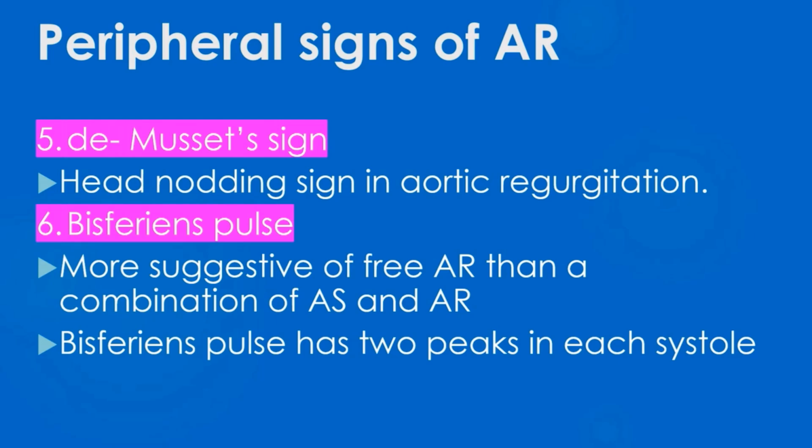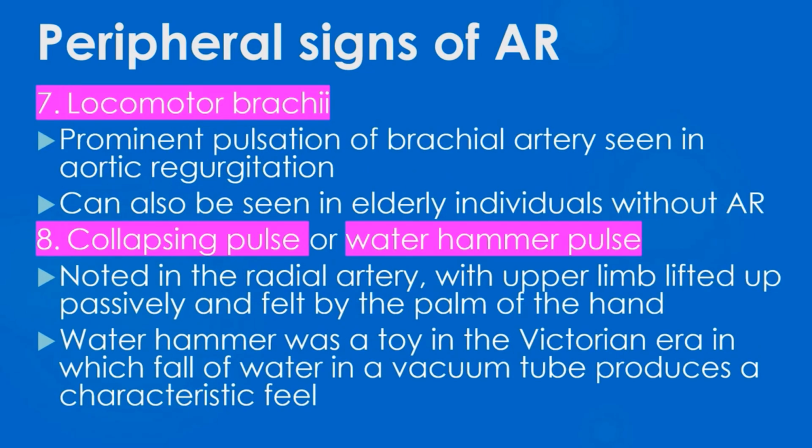6. Bisferiens pulse is more suggestive of free AR than a combination of AS and AR. Bisferiens pulse has two peaks in each systole. 7. Locomotor brachialis is a prominent pulsation of the brachial artery seen in aortic regurgitation. It can also be seen in elderly individuals without aortic regurgitation.